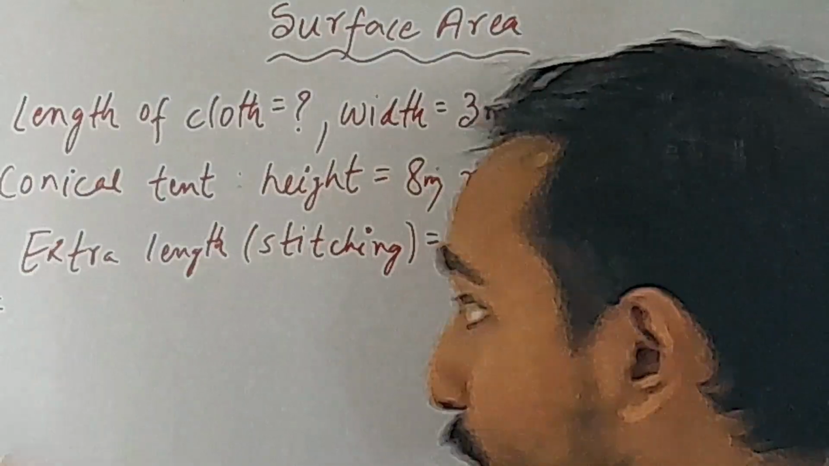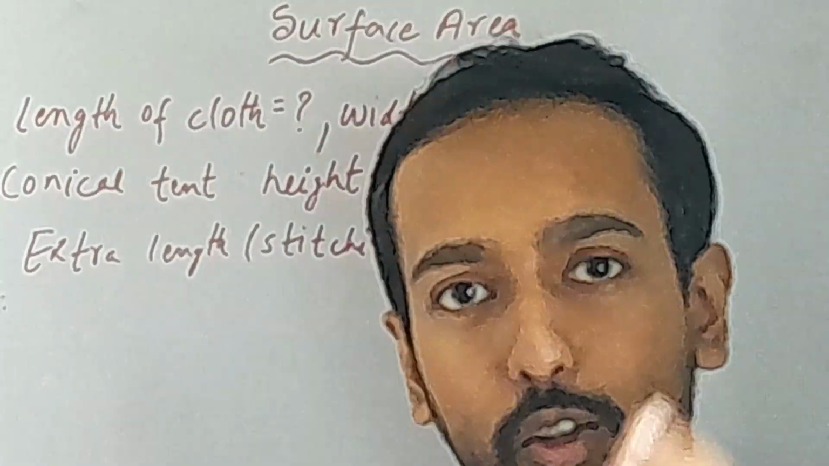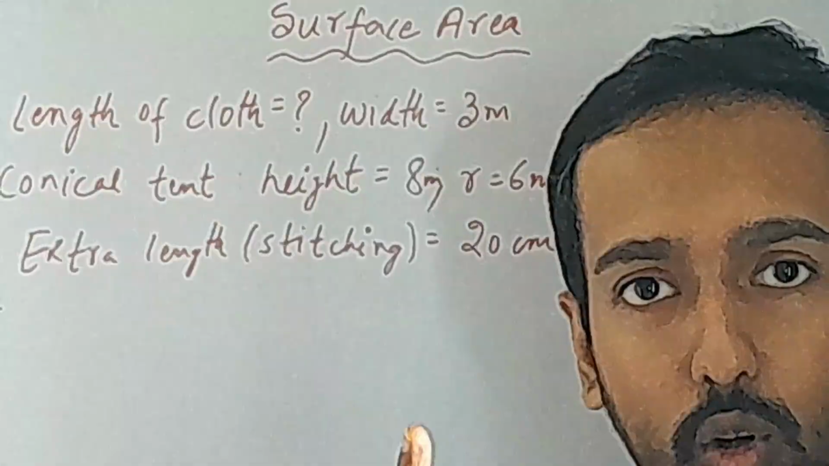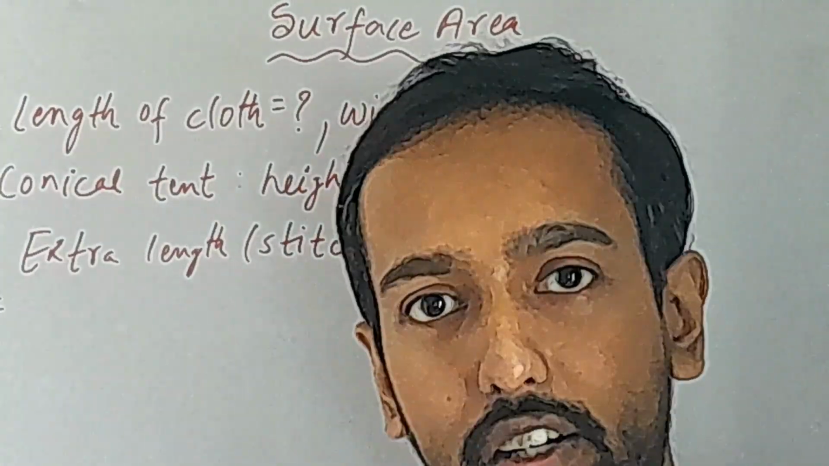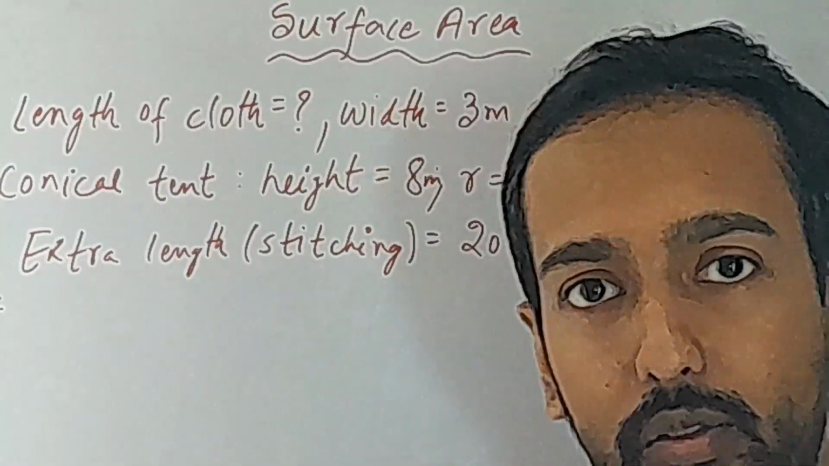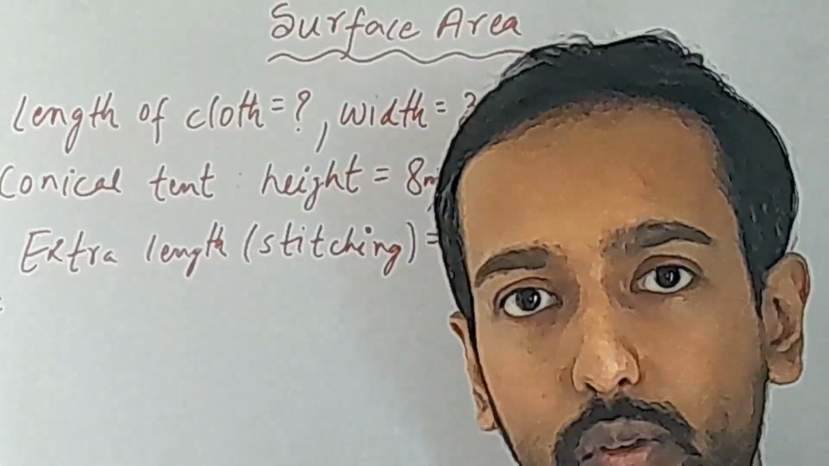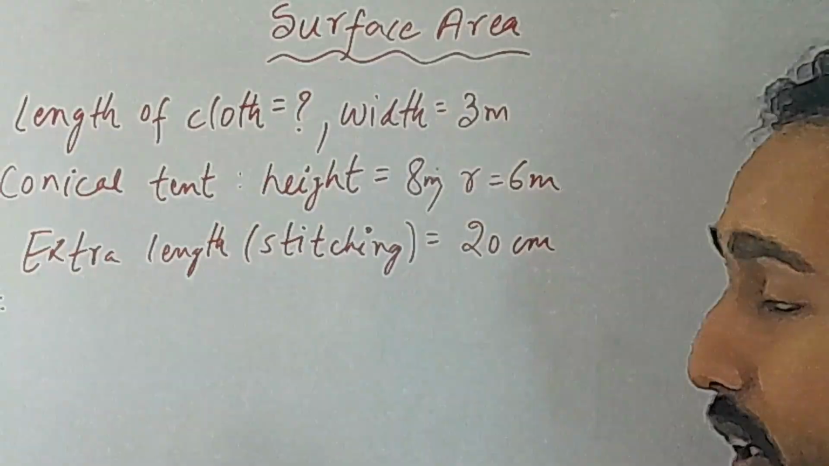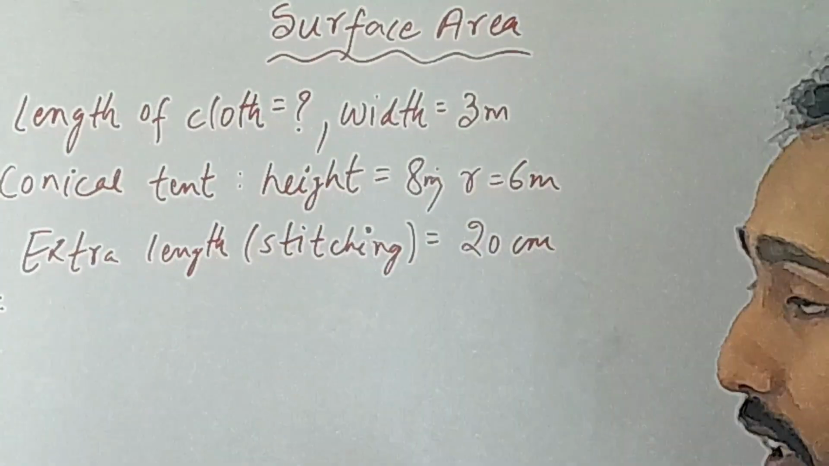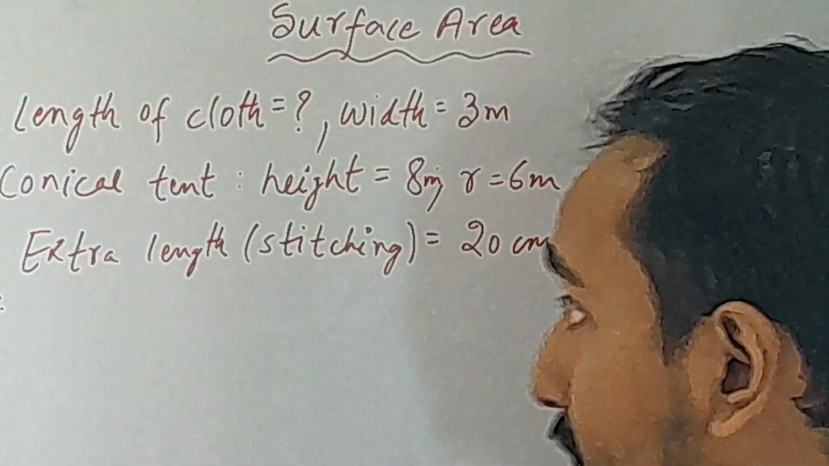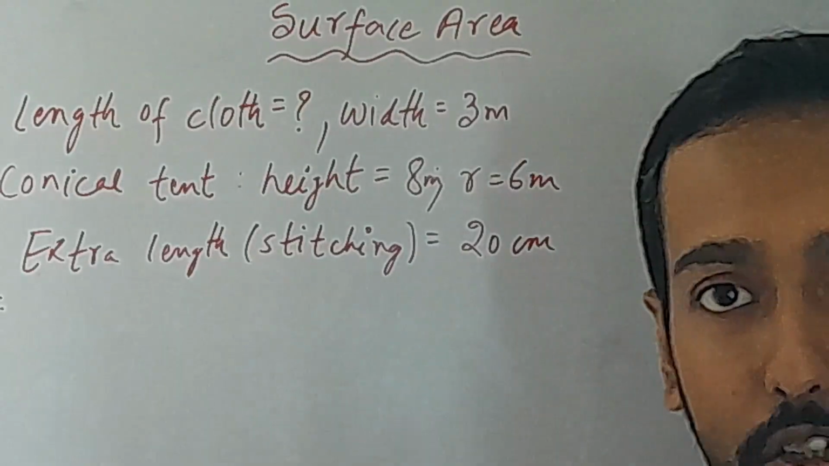So students, this is another important question that I have written here, which is related to the surface area of cone. In this question, it is given that a cloth is used to make a conical tent. Now we have to find the dimensions of the cloth, out of which the width is given as 3 meter and the length of the cloth we have to find out. It's also given that the height and the radius of the conical tent are 8 meter and 6 meter respectively.